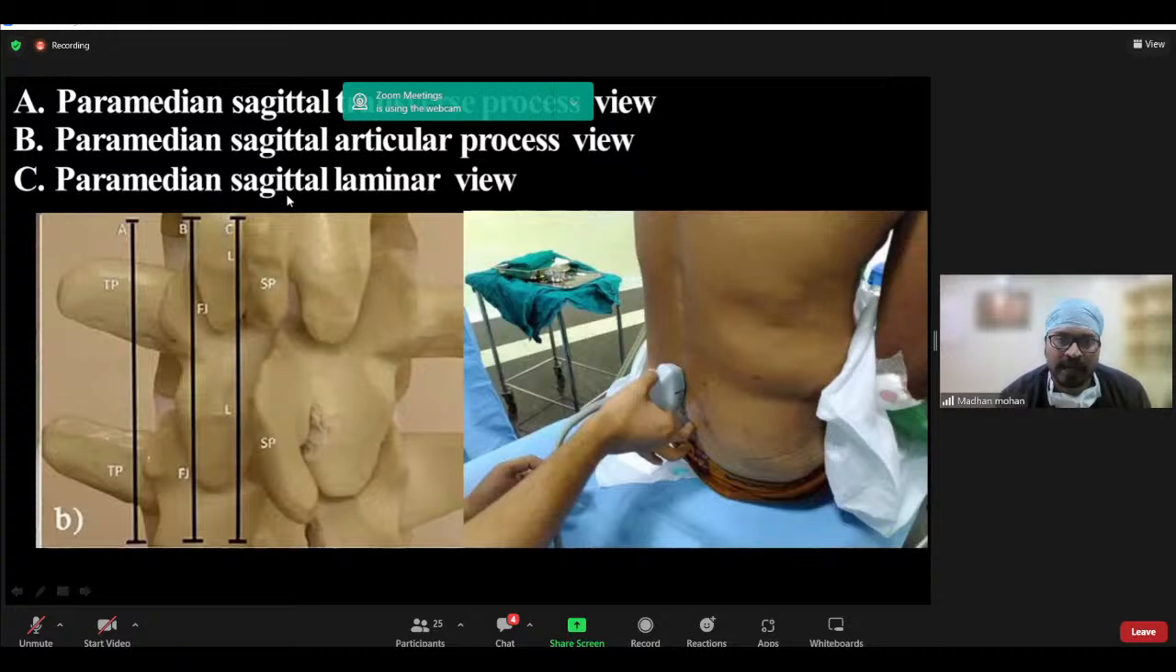Once you reach this paramedian sagittal laminar view, you just keep the probe over the lamina and give a midline tilt, which will be called the paramedian oblique midline view, or midline laminar view. In that view, you can see the intervertebral canal contents better than in the laminar view. That will give you an idea about the distance between the skin and the dura, and it will even be useful to use ultrasound in real time while doing a central neuraxial block.